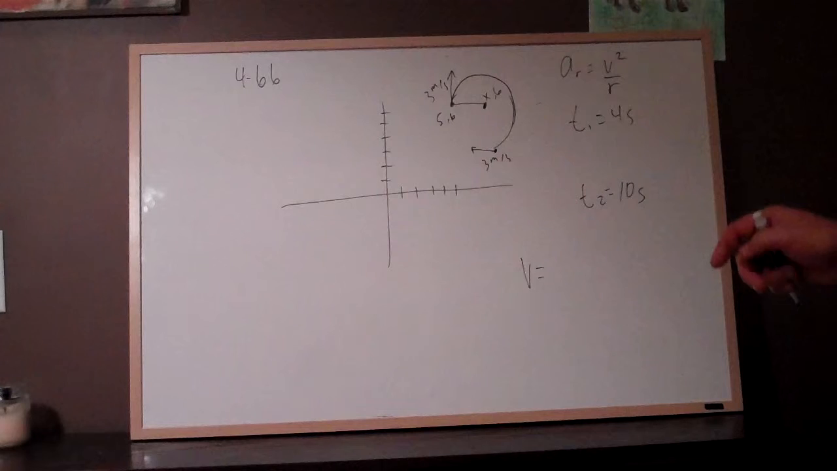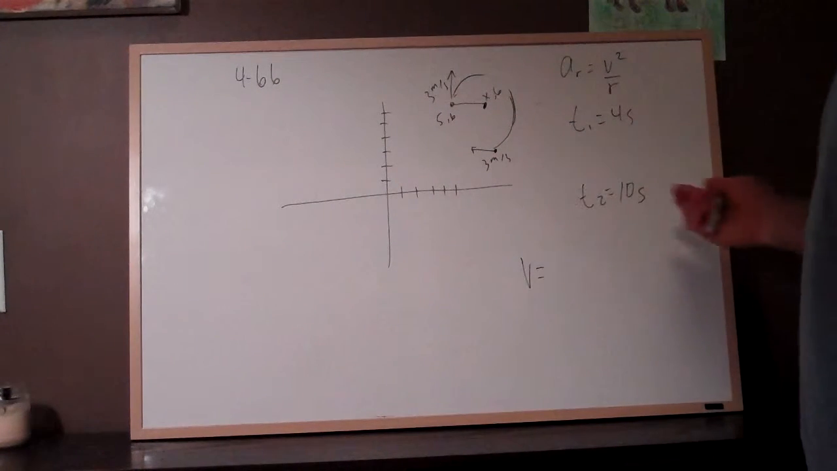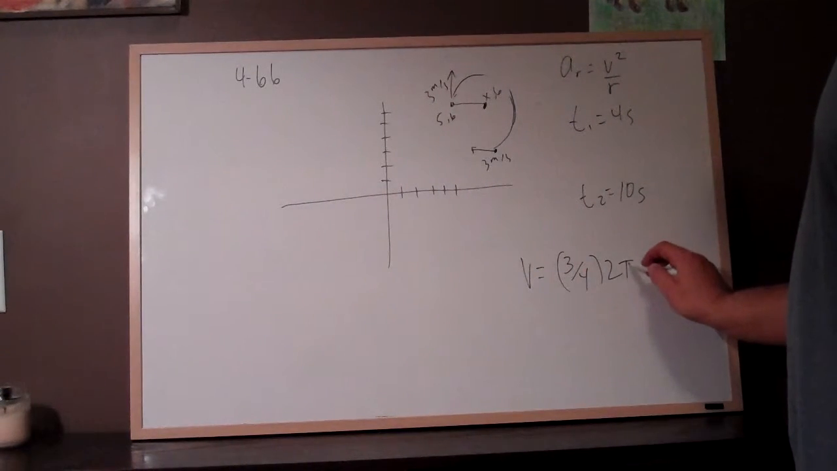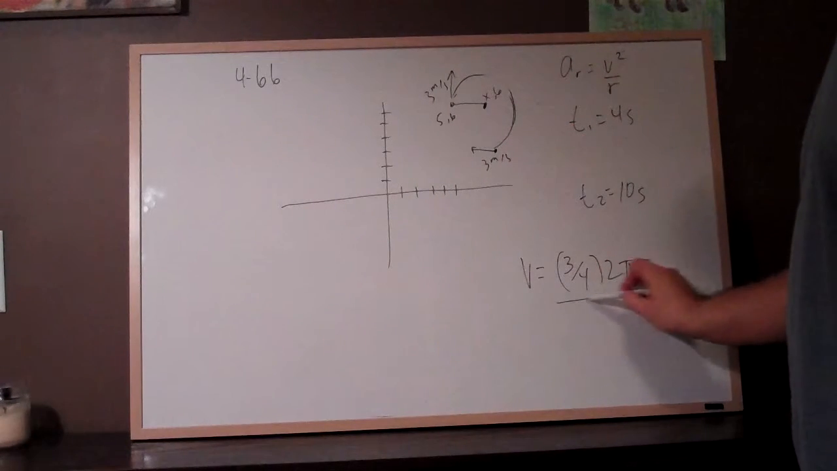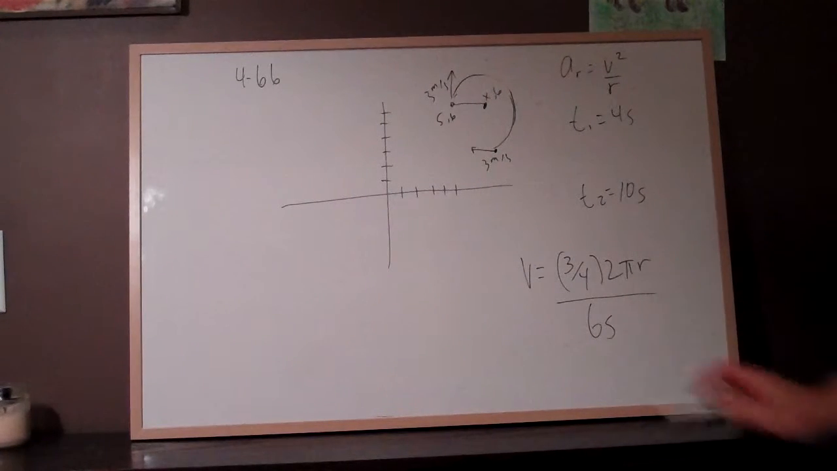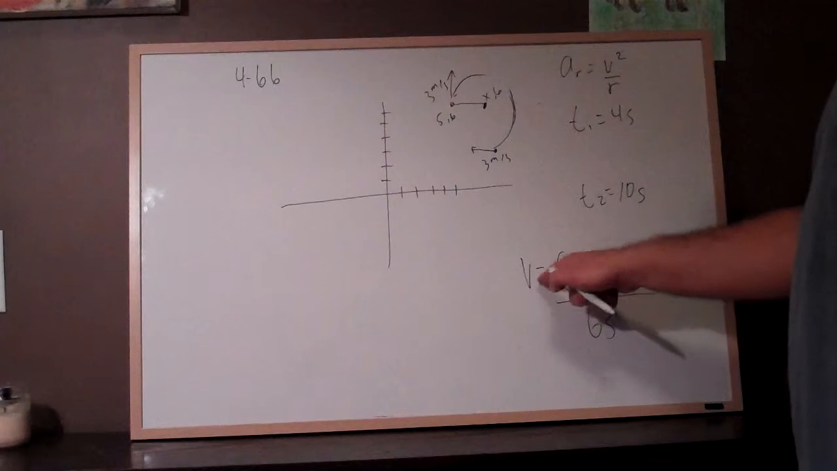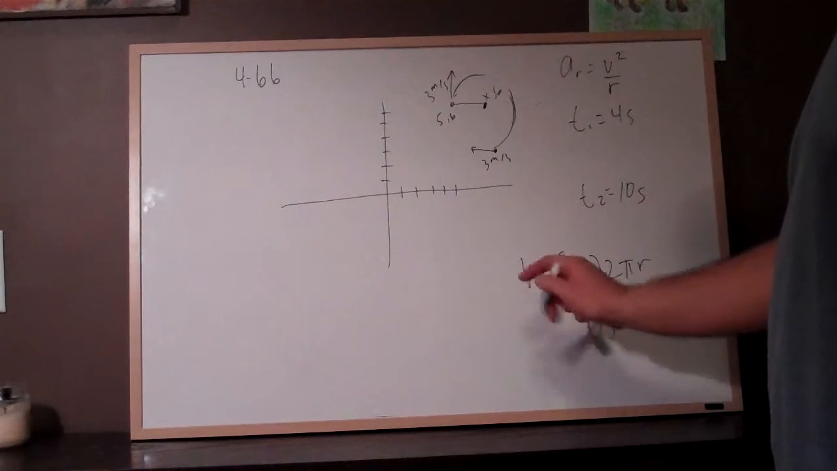It's going to be the distance it travels. And I know this distance, in terms of r, it's 3/4 of a circle. So 3/4 of 2 pi r. That's the distance here, divided by that time. And I do know that time, that's 6 seconds. Good. So rearranging this, I can figure out what r is. The magnitude of the velocity is the speed, so this is really 3 meters per second.